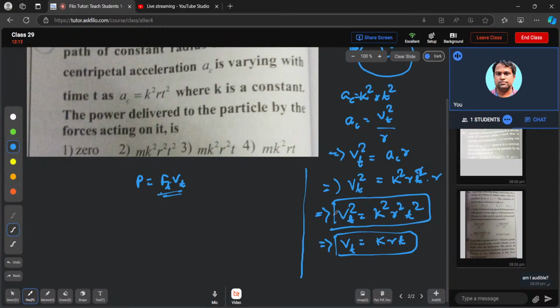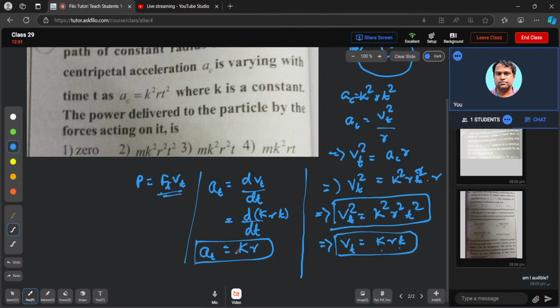Now we need tangential force as well. Here velocity is in terms of time, so tangential acceleration a t is dv by dt. Velocity is krt, so d by dt of krt, what you will get? Kr times d by dt of t, which is 1. So tangential acceleration is kr.